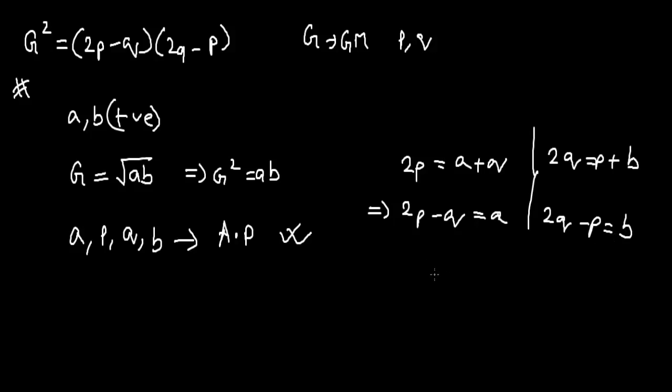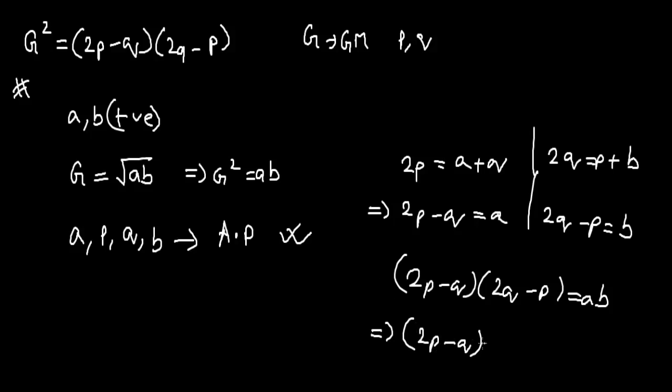Multiplying both of them, we get (2P minus Q) times (2Q minus P) equals ab. So we are multiplying this. Now ab is equal to G squared, so (2P minus Q) times (2Q minus P) equals G squared. So we proved it. This was the required one. So these were some questions on GP. Thanks for watching it.